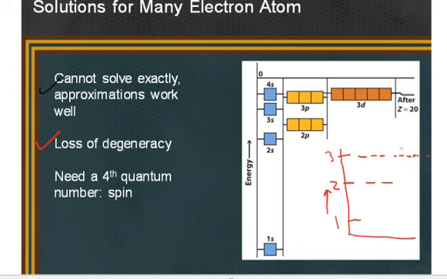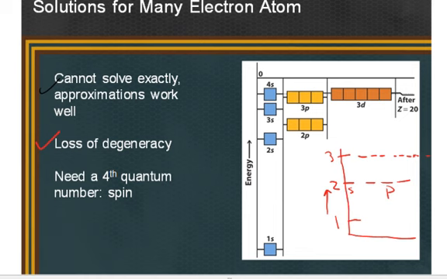But when we have a many-electron atom, we lose that degeneracy. This would be considered degenerate, and our subshells shift. So now the 2s is of lower energy than the 2p, whereas in the single-electron situation, the 2s and the 2p were of the same energy.